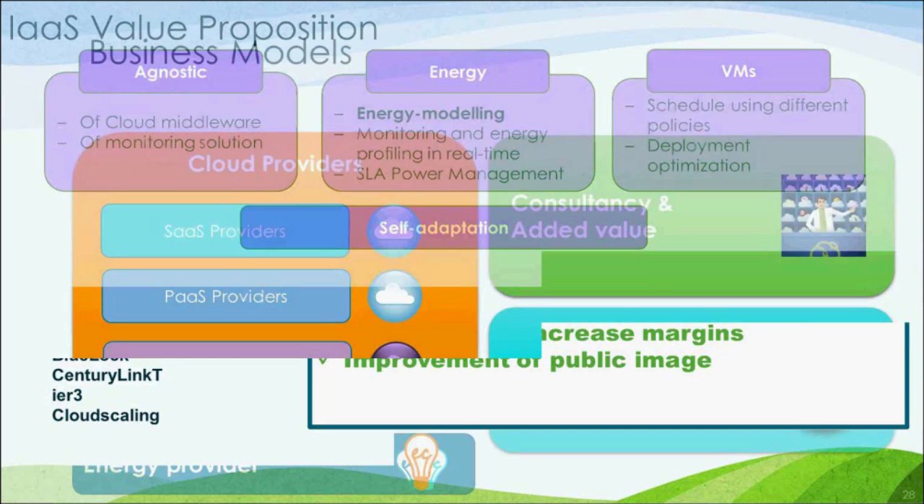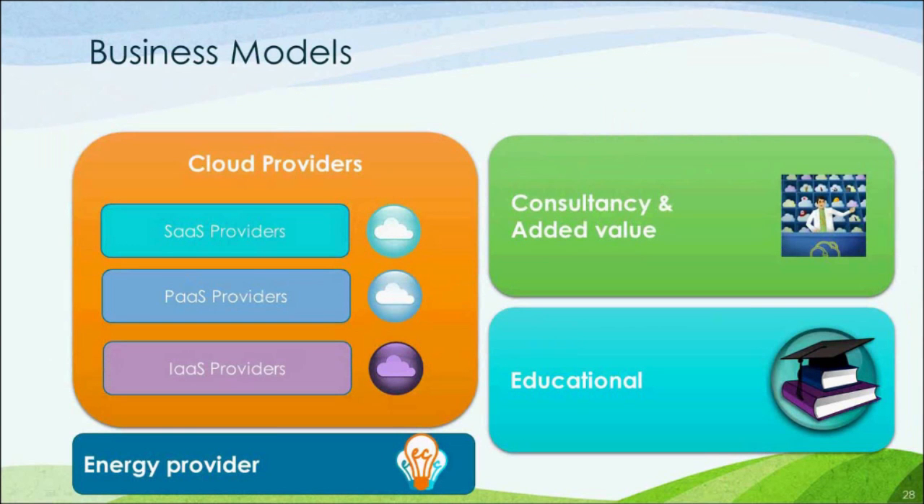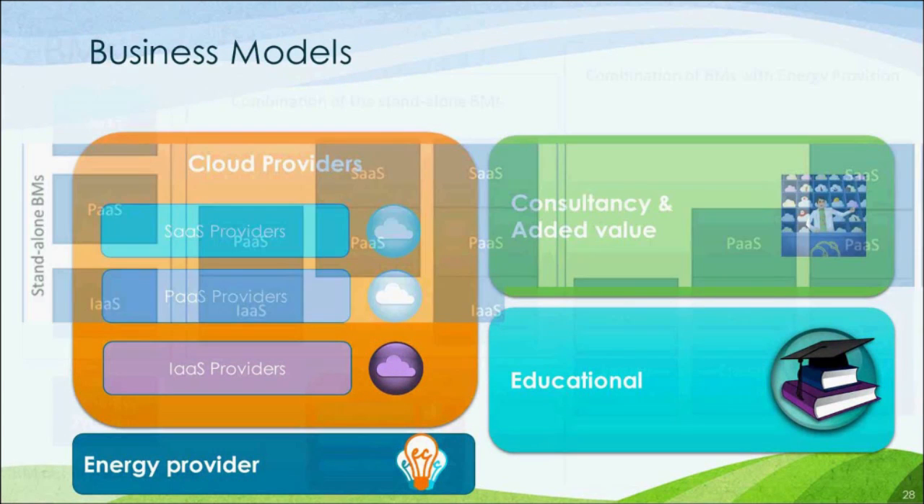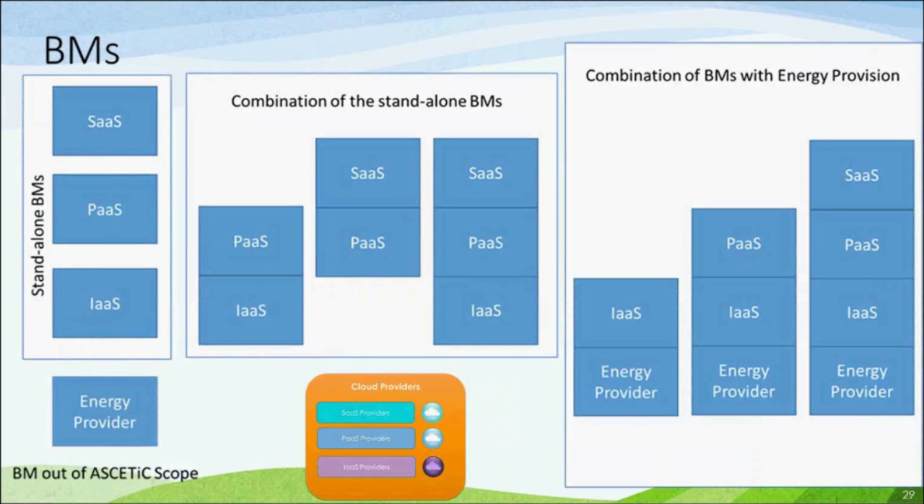During the ASCETiC project, we have developed a set of business models, and they are basically focusing on cloud providers and with the consideration of additional key stakeholders such as the energy providers. The business models in the project consider standalone business models for IaaS, PaaS and SaaS providers, as well as combinational business models for different offerings, as we find in the cloud market today, and with and without the consideration of the energy providers to be involved.